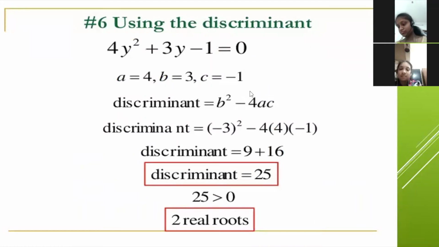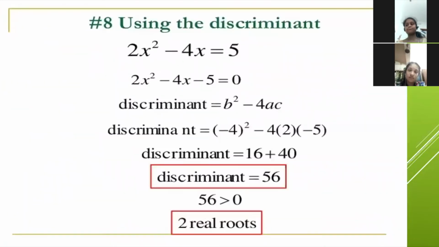Yes, thank you. So 4y square plus 3y minus 1 equal to 0. So a is equal to 1, b is equal to 3, c is equal to minus 1. If you substitute, here the answer is positive, 25. So the discriminant is positive. That's why you'll get 2 real zeros. We'll do so many sums, don't copy. So this is also like one example. Here also, given one example, the answer is positive, more than 0.